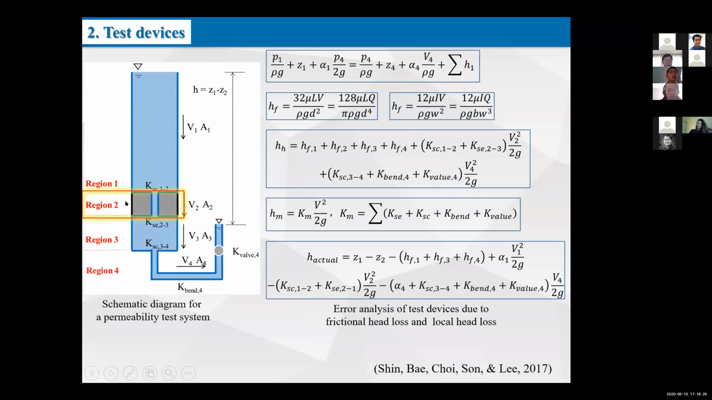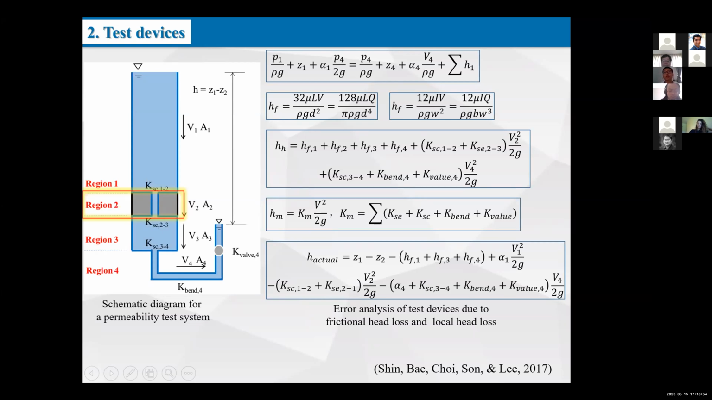and from region 2 to region 3, sudden contraction, and the canal bending, and the valve. There will be the friction head loss and the local head loss. From the total water head to the actual water head, there will be some error in between them.